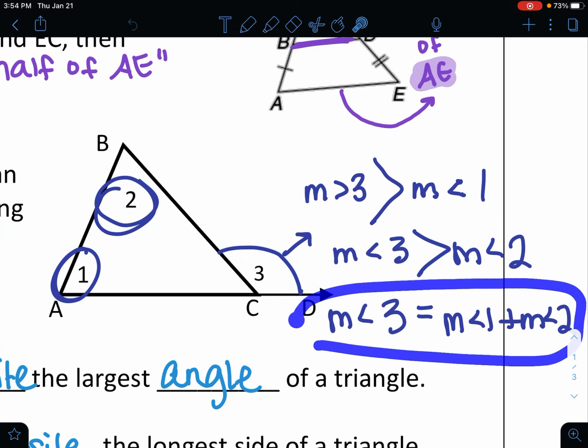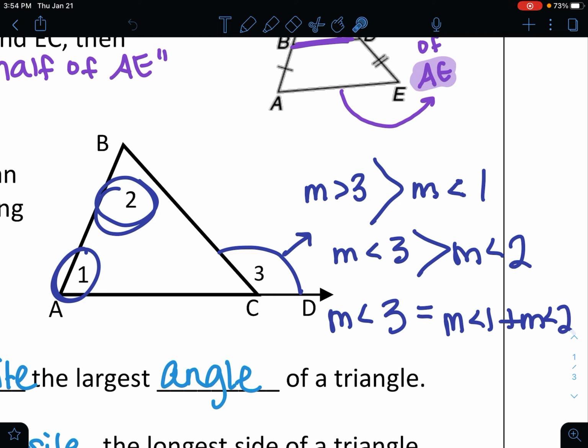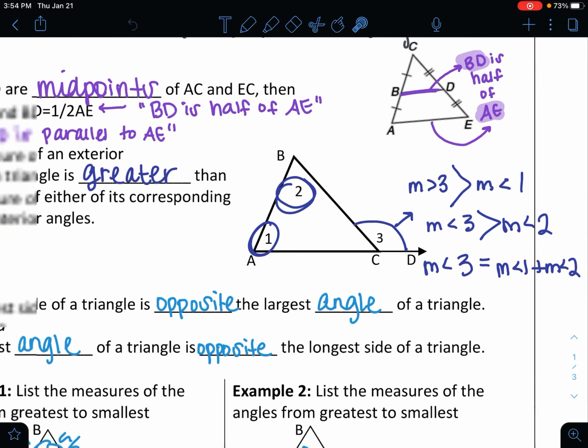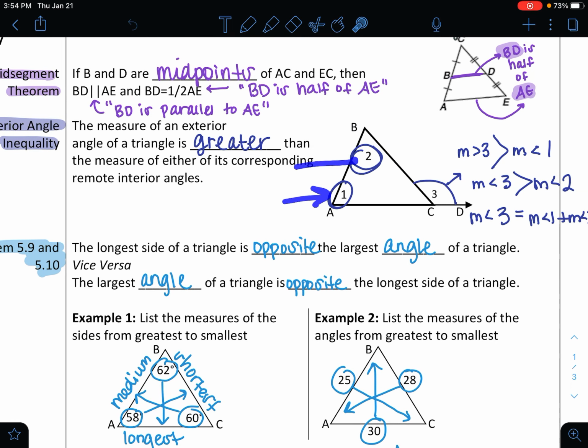Don't forget from the last unit, if you add up angle 1 and angle 2, it's going to equal angle 3. So since that's true, angle 3 has to be greater than angle 2 by itself, and angle 3 has to be greater than angle 1 by itself. That's all it's saying. And remote interior angles are the interior angles that are not next to the exterior angle in question.